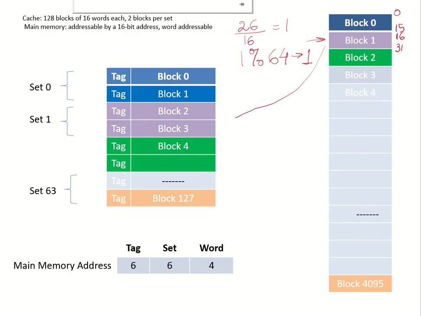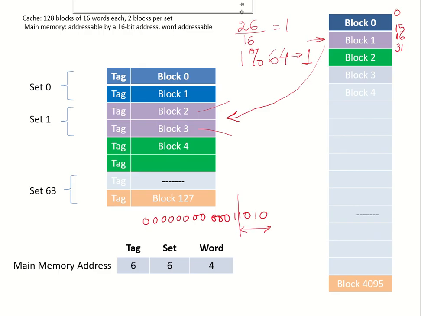Within this set 1, it can be placed in any of the blocks, either block 2 or block 3. What is the binary address of 26? What will be the address that will be given out by the processor? It is 00000000 0001110. The low order 4 bits will specify the word.